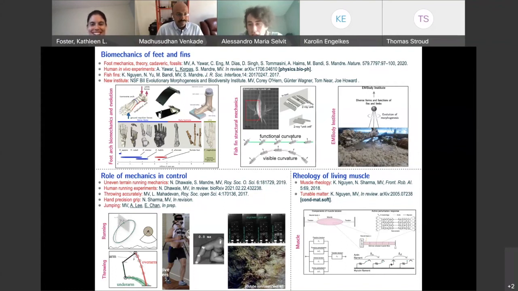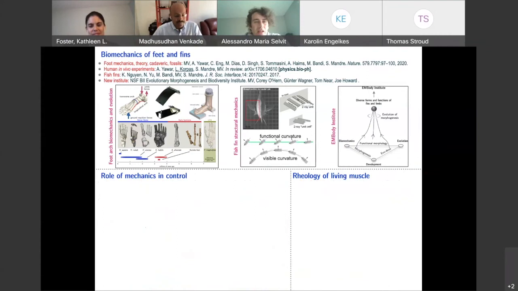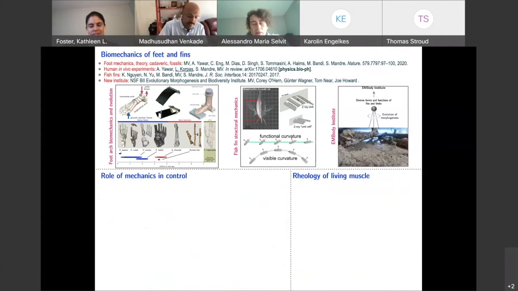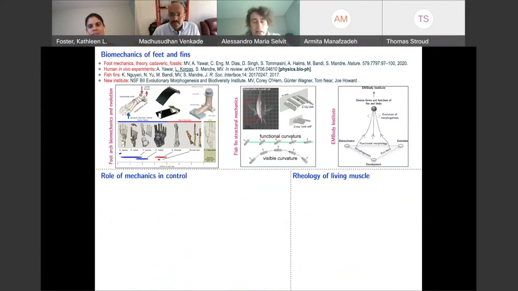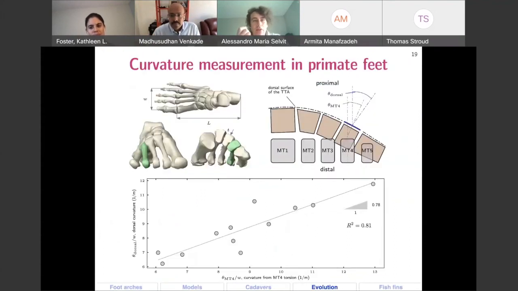So maybe I can ask a couple of things. Can you tell me again how you compute the curvature of the feet? I think it's one of the last slides towards the end. My question relates to the fact that curvature technically is a pointwise measurement, right?